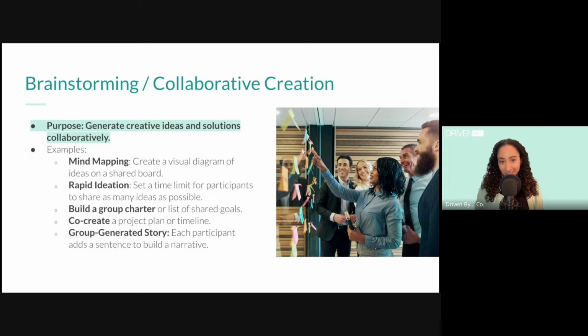Now let's talk creativity. Brainstorming and collaborative activities are perfect for generating ideas and solutions as a group. And here are a couple ways you can get started. Mind mapping. Use a shared board or digital tool to create a visual map of ideas. It's a great way to see connections between thoughts. Then there's rapid ideation. This is brainstorming on a timer. So you'll set a time limit and encourage participants to share as many ideas as possible. In this case, think quantity over quality. You can flesh out the ideas later.